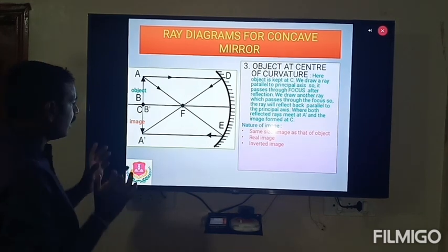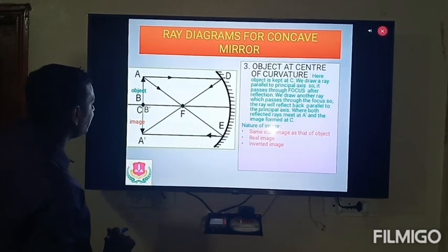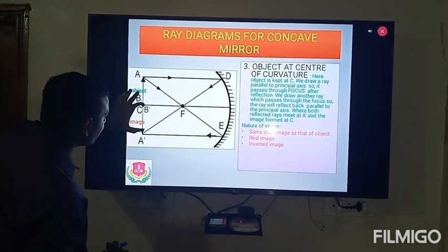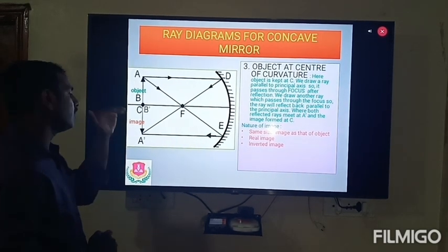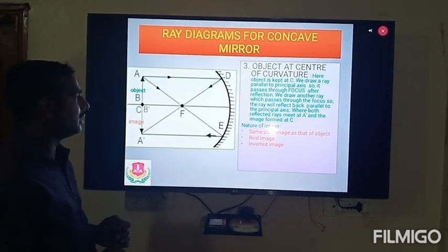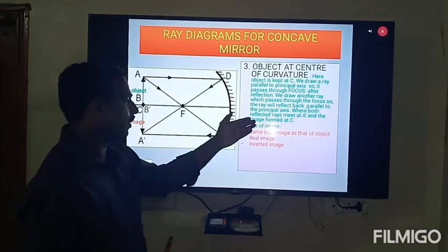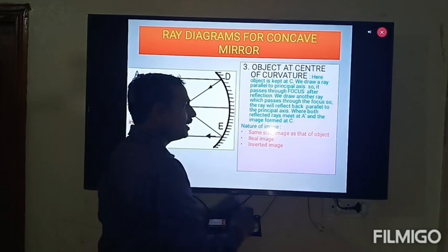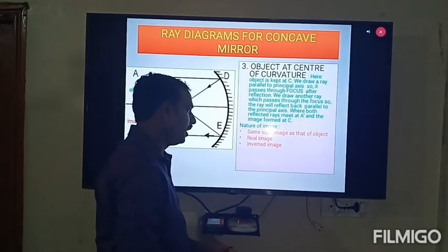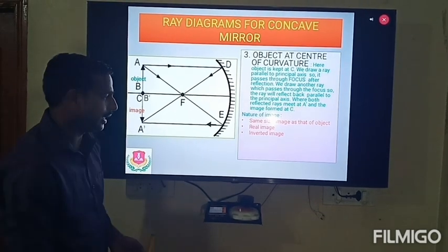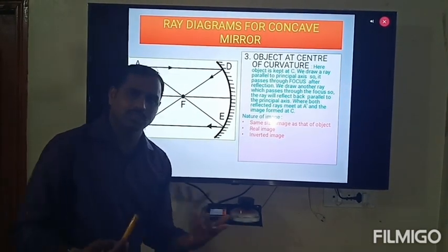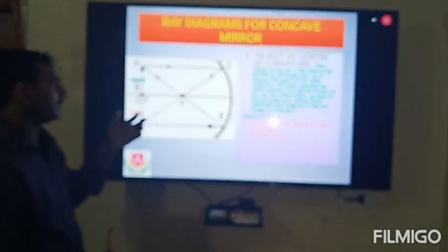If you observe carefully, the AB size is equal to the A dash B dash size. Means the size of the object is equal to the size of the image in this case. So here, the nature of image we wrote is: same size image as that of the object, and it is also a real image because it is formed upon a screen, and inverted, means we are getting a reverse image in this case also.